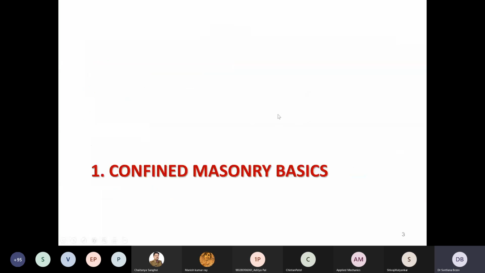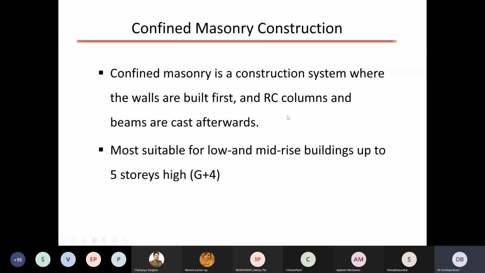First of all, in the introduction about confined masonry, I believe that most of you have heard or learned these fundamentals or know what confined masonry is, but anyway, let us start from the basic concepts. It is a construction system where the masonry walls are constructed first, and the reinforced concrete tie columns and tie beams are cast afterwards. This construction is most suitable for low and mid-rise buildings up to G+3, so 4 to 5 stories high.